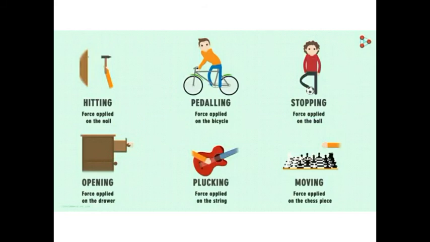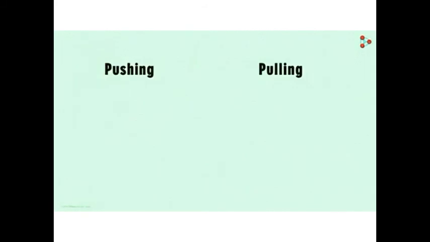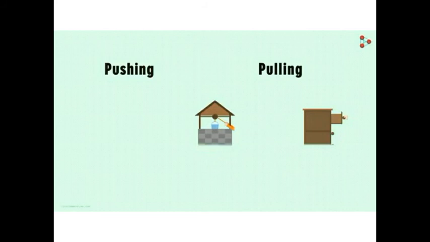But there are simply too many actions that we can perform on objects, and it is not possible to write each and every example. But we can categorize all these actions into two basic ones. That is, we can describe all these actions under two actions, namely pushing and pulling. For example, when we open this drawer, we are simply pulling the knob. Similarly, when we are drawing or lifting a bucket of water from the well, we are pulling the bucket towards us.